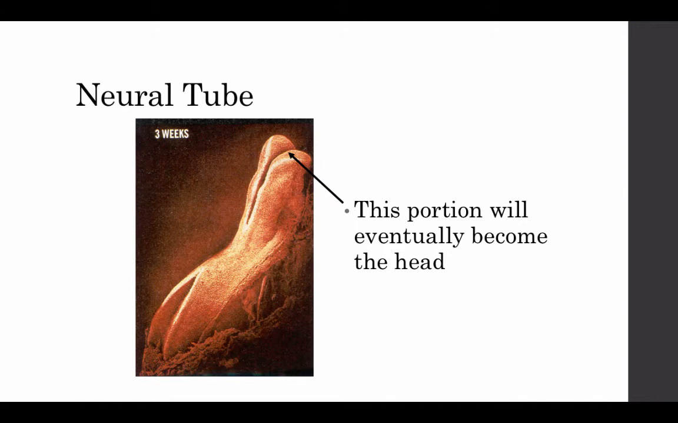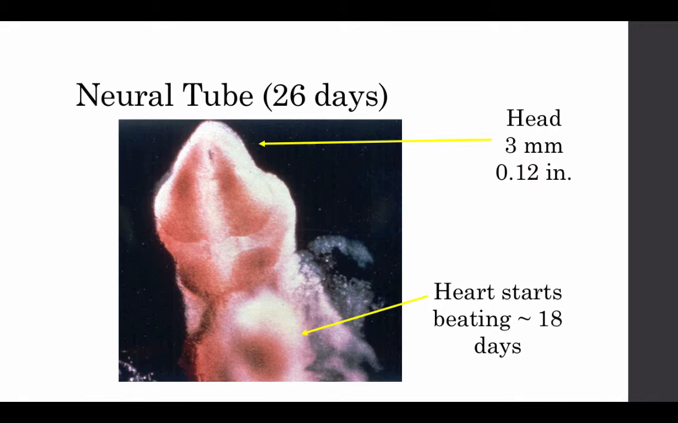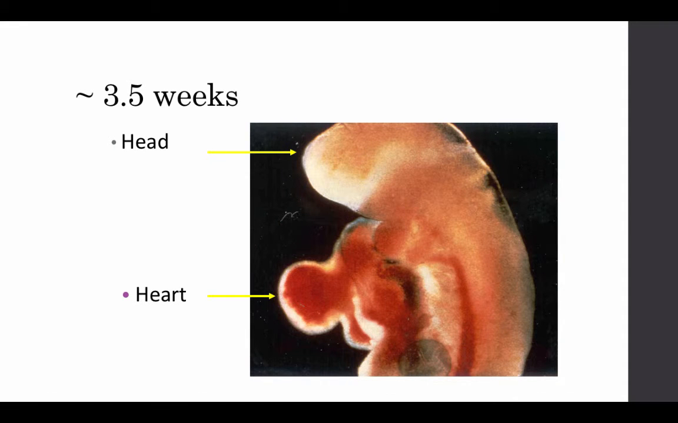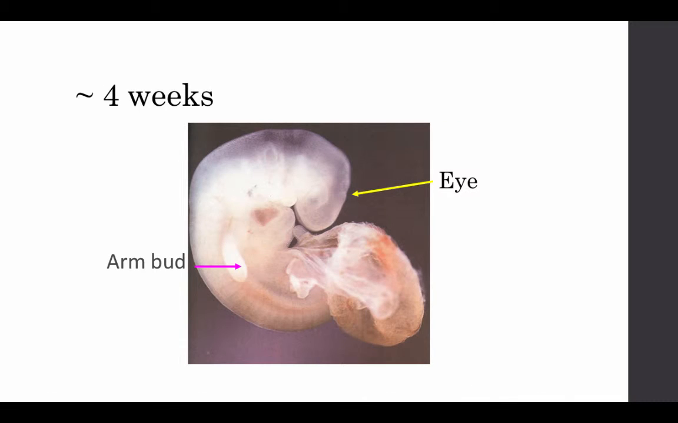We can see here this is the neural tube, and this portion will eventually become the head, and the neural tube is basically the central nervous system. We see at around 26 days, the head is a little bit more distinguished, and the heart starts beating around 18 days. At about 3.5 weeks, there is a slight shape of the head, and there's also a heart. At around 4 weeks, it still looks like a fish, but it starts to take more human-like form, with a semblance of an eye as well as an arm bud being formed.